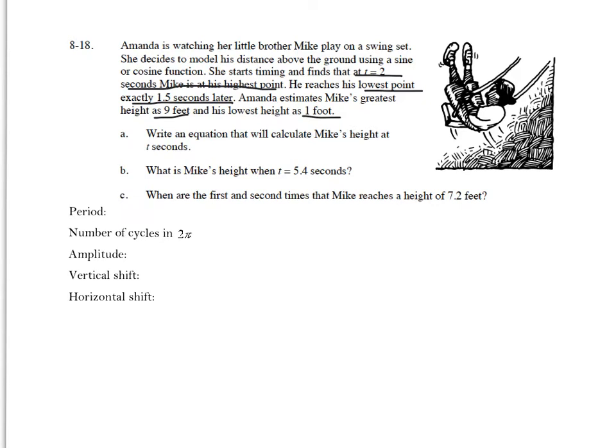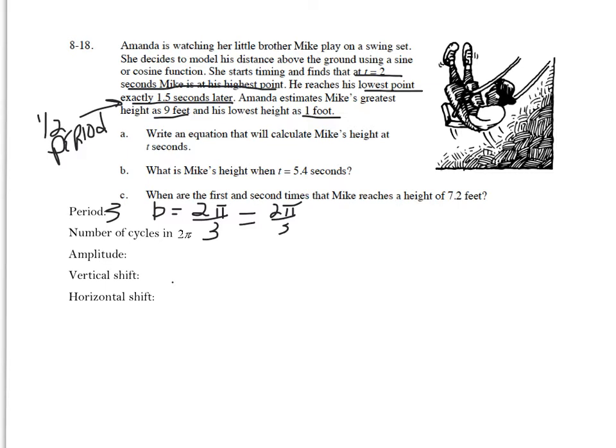Write an equation. Well, that 1.5 seconds later, from high to low, represents half of the period. Therefore, our period is 3 seconds. So B then equals 2 pi divided by 3, or we'll just keep it as 2 pi over 3.